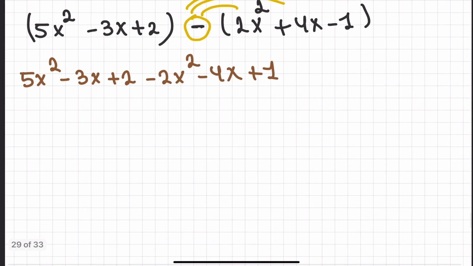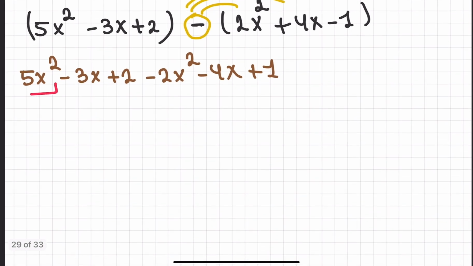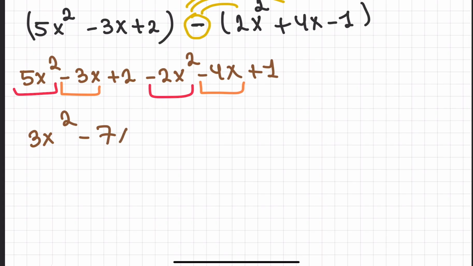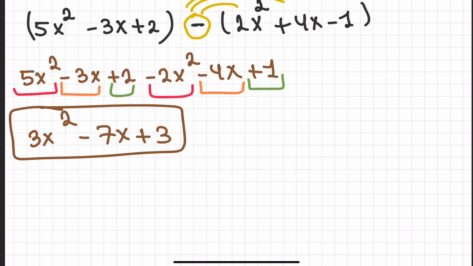Again, you need to regroup the same variables. So I have x squared here, you have to find x squared here. So this is 5x squared minus 2x squared, which is going to be 3x squared. Then I have negative 3x minus 4x, which is going to be negative 7x. Then I do have positive 1, positive 2, which is going to be plus 3. And this is your answer here.